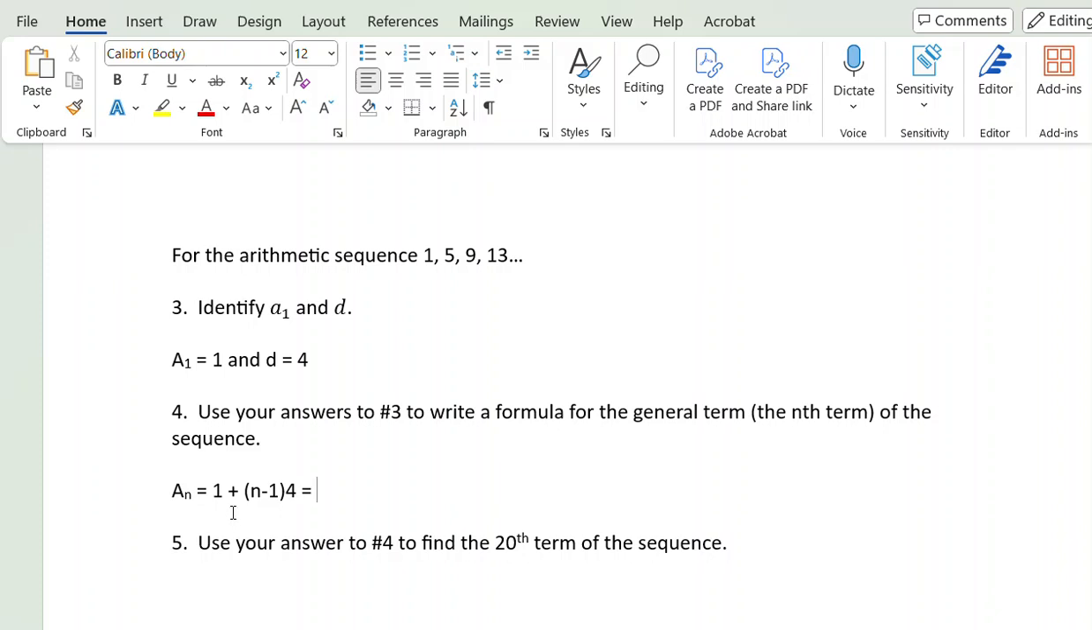Now I'm going to simplify this a little bit by distributing the 4 into the set of parentheses. Normally the 4 would be in front of the parentheses. This one looks a little bit different, but it's the same idea. So we have 1 plus 4n minus 4. And finally, we can combine the 1 and minus 4 to get 4n minus 3, or negative 3 plus 4n, however you want to write it.